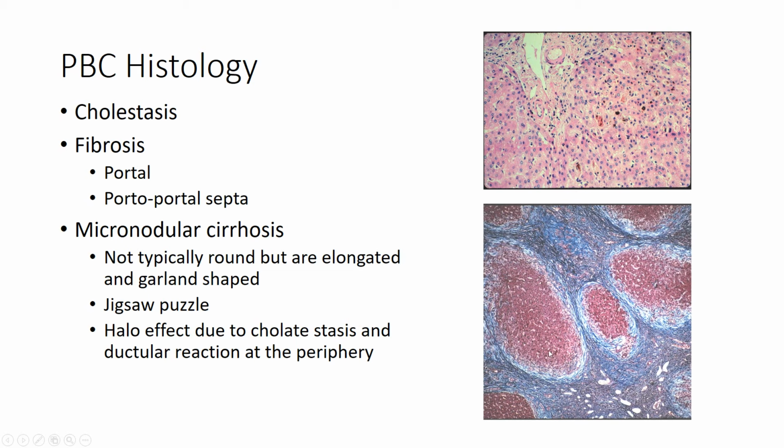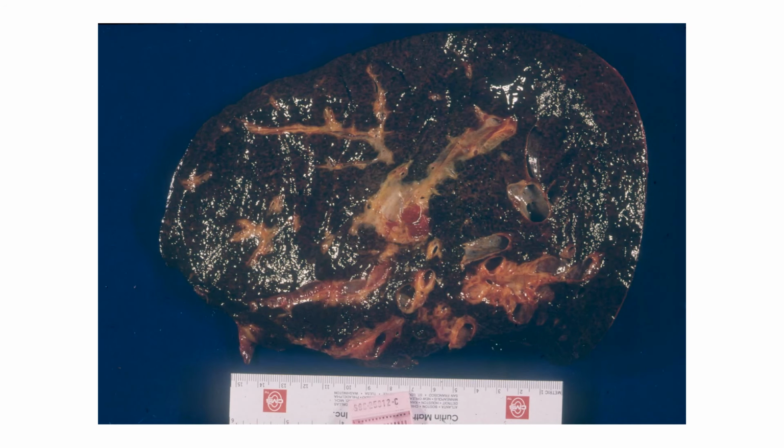And the halo effect, which is due to cholestasis. Here you see the halo effect, which is typical for biliary cirrhosis, not just for PBC. And the end stage, of course, is a very cholestatic liver, a shrunken liver with micronodular cirrhosis.